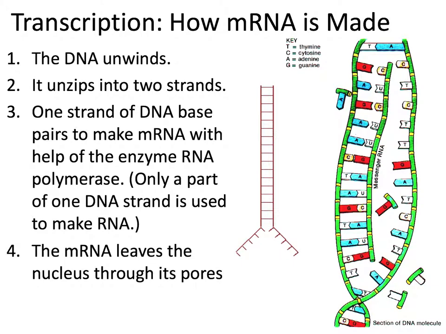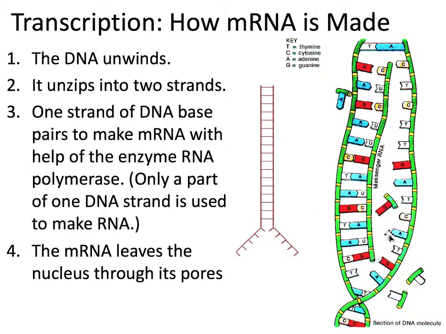Okay, transcription is a pretty simple process, and again, this is how mRNA is made. So the DNA is going to unwind and unzip into two strands. One strand of the DNA is going to be used as a template to build an mRNA strand. This over here is the mRNA strand. And the enzyme that's going to help with this process is RNA polymerase.